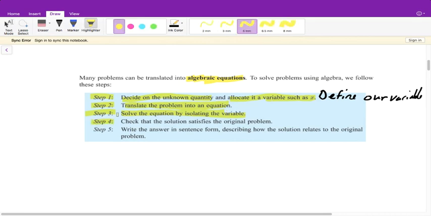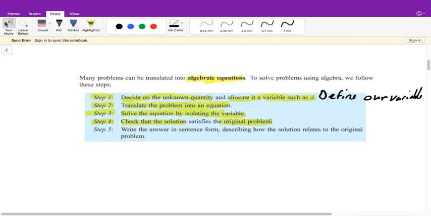Step 4 is an important one, because a lot of times when people make mistakes with word problems, you can tell if you just logically think about your answer. One of the ways you can do that is to check your solution: plug it back in to see that it satisfies the original problem. But if you made a mistake with your translation, also ask yourself, does this make sense? If we're talking about the number of people who bought tickets to some game and you get a negative as your answer, does that make sense?